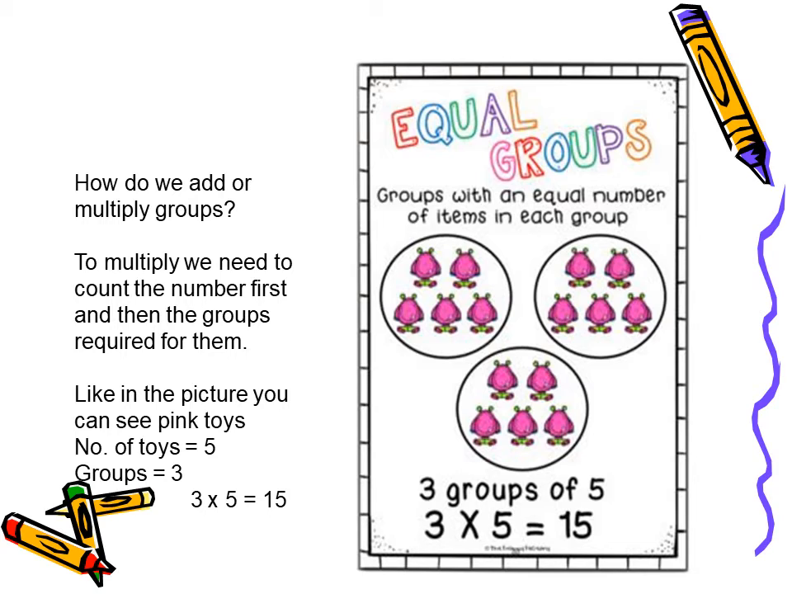The answer, the product, is 15. So we will call it 3 groups of 5. That is, 3 into 5 is 15. I hope this is clear to you now. I am repeating it once again for you. Number of toys is 5. Groups are 3. So the answer would be 3 into 5, 15.